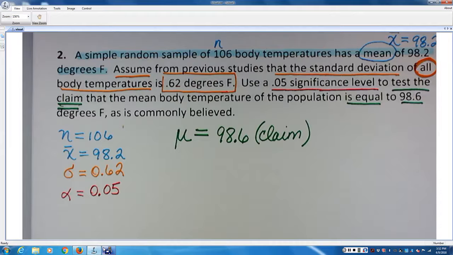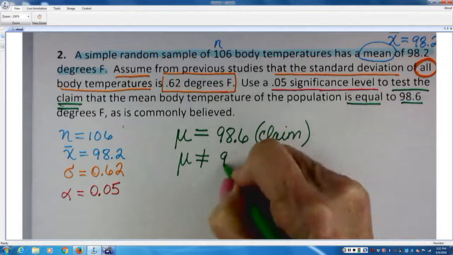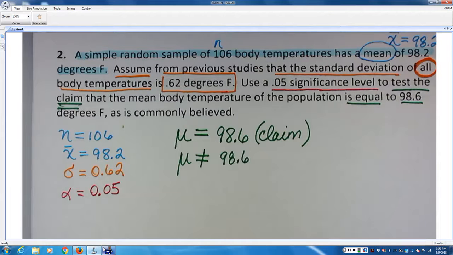What would be true if the claim is not true? What's the opposite of the claim? Or the complement of the claim? Not equal to. So we wrote the claim, we wrote the opposite of the claim, and now the only thing left for us to do is to determine which one of those is H0 and which one is H1. H0 always has an equal sign. H1 doesn't have an equal sign.